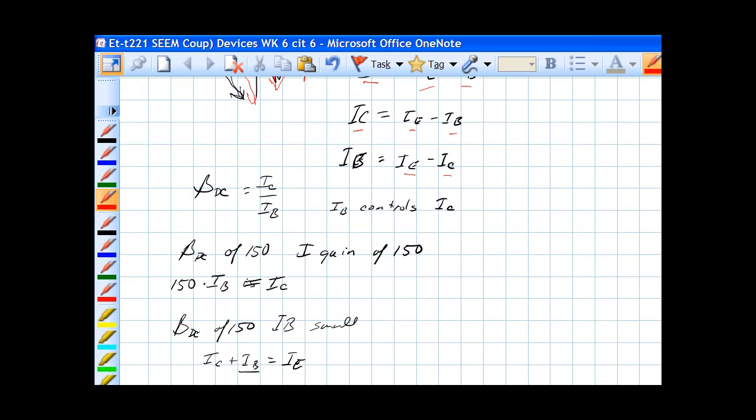We need to talk about something called beta DC. Beta DC is a relationship of collector current versus base current. And keep in mind that the base current is what controls the collector current. If we have a beta of 150, current gain is 150. We have a current gain of 150 in this device. That means if we have 1 milliamp in the base, we have 150 milliamps in the collector.